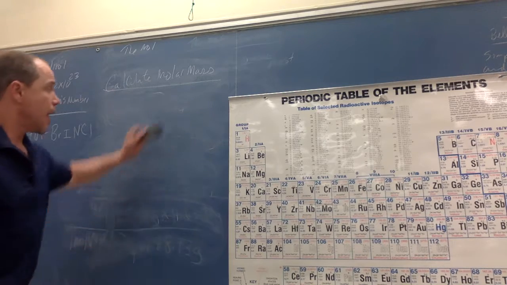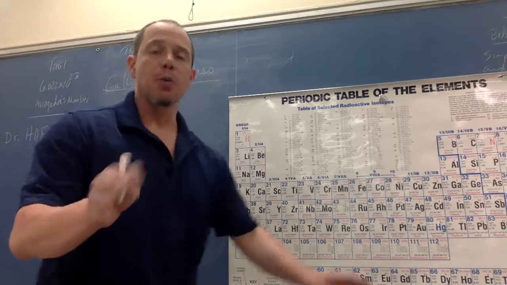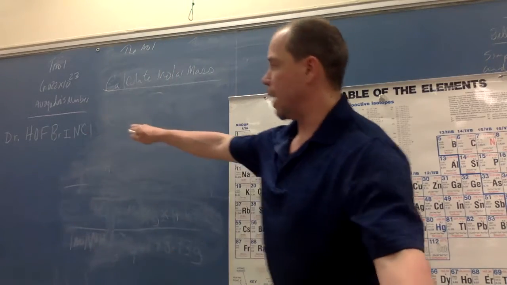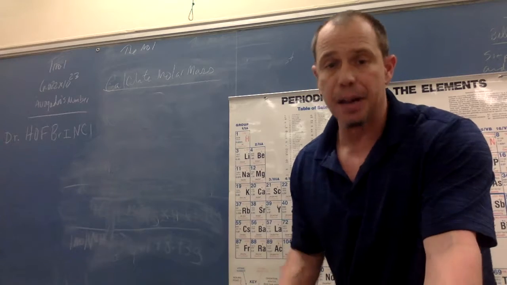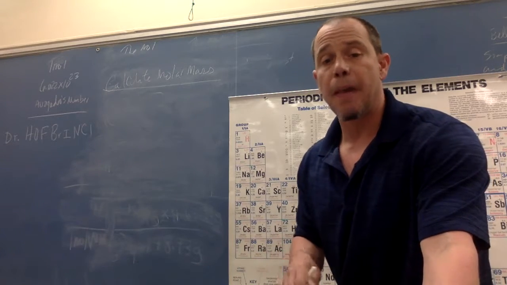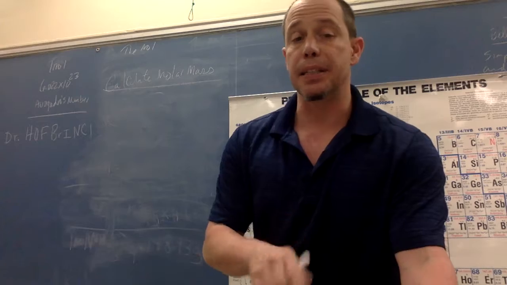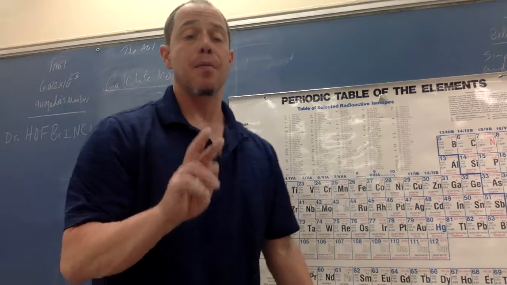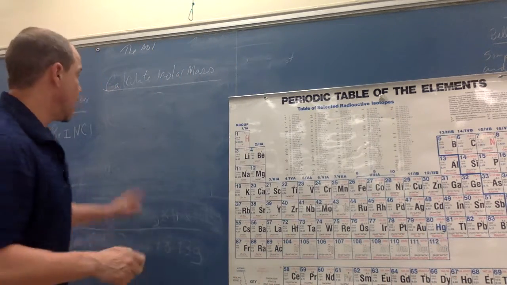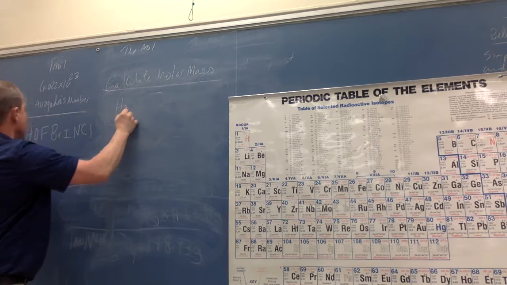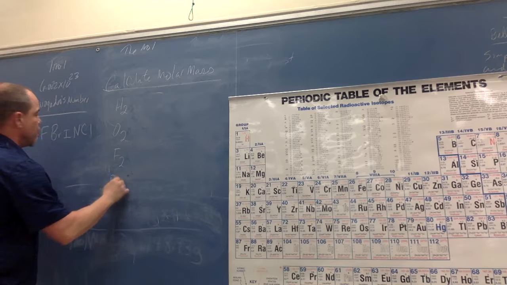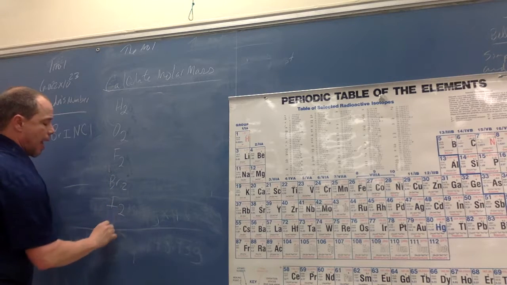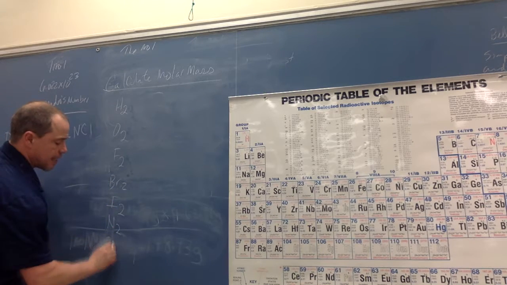Well, what does that mean? It means that in nature, you'll never find any of those elements, hydrogen, oxygen, fluorine, bromine, iodine, nitrogen, or chlorine, as single entities. They always come in diatomic molecules, or 2 of each. So you'll always find H2, O2, F2, Br2, I2, N2, and lastly Cl2.